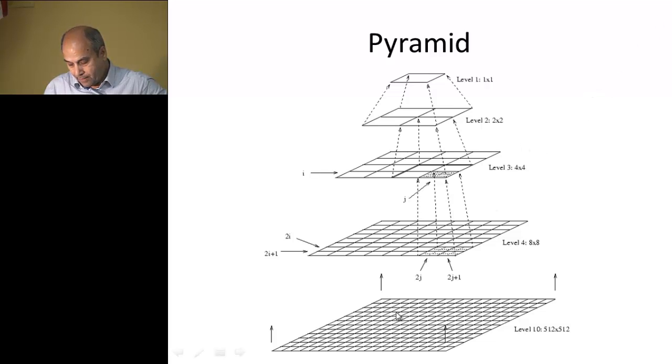Given this pixel at this level, it depends on roughly the 4 pixels at the bottom level. If this is ij, then we have 2i, 2j, and the corresponding pixels close to that, 1 pixel on the left and 1 pixel on top, and so on. Similarly, we take these 4 pixels and get the pixel on the top level.